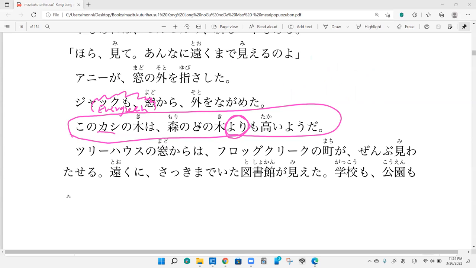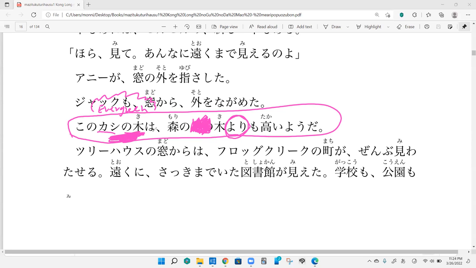So "mori no dono ki yori takai." So "mori no dono." Well, I'll delete dono for now. I feel like it might be a little complicated. "Mori no ki yori mo takai yō da." So mori no ki, the trees of the forest, are smaller than the kashi no ki.